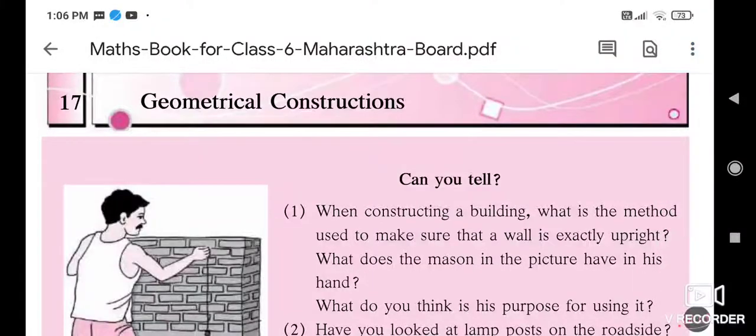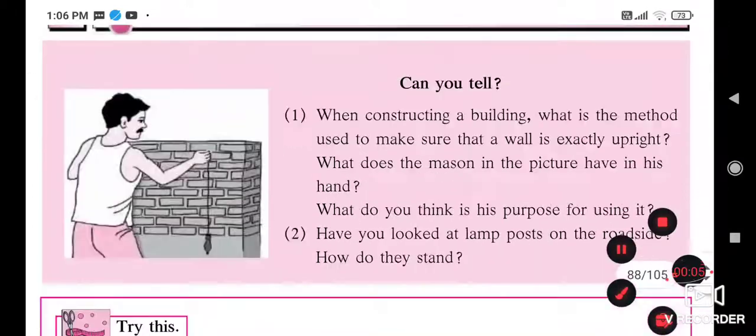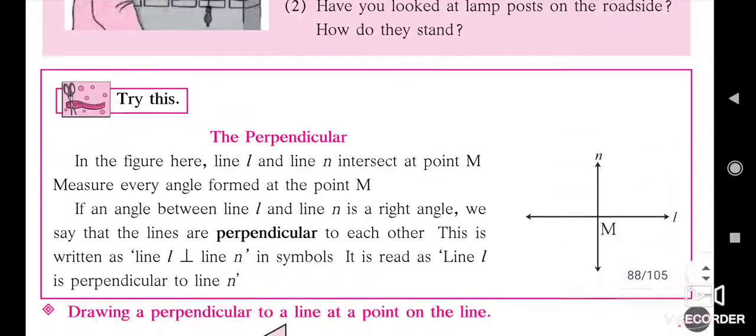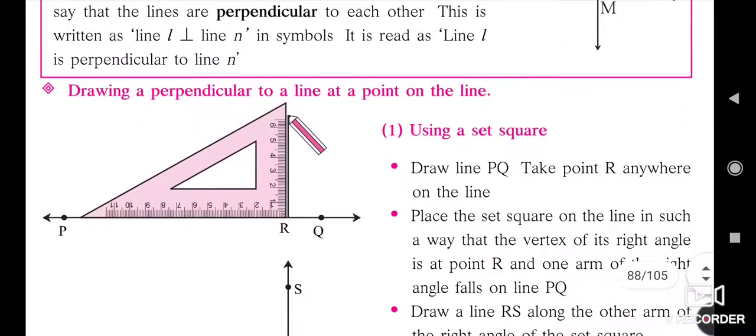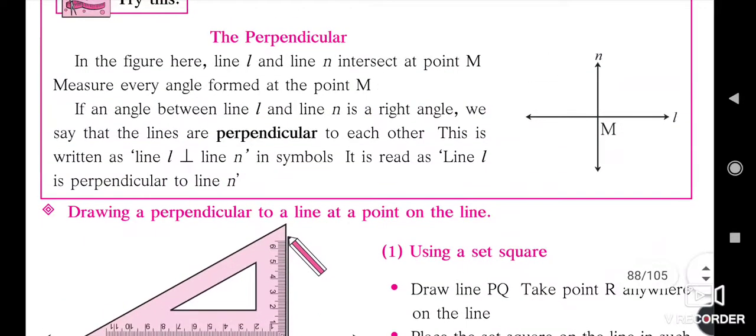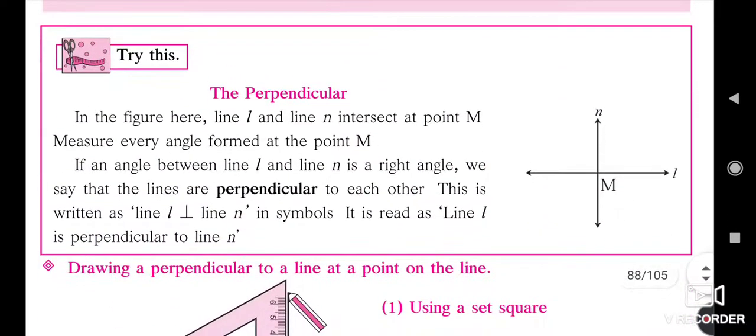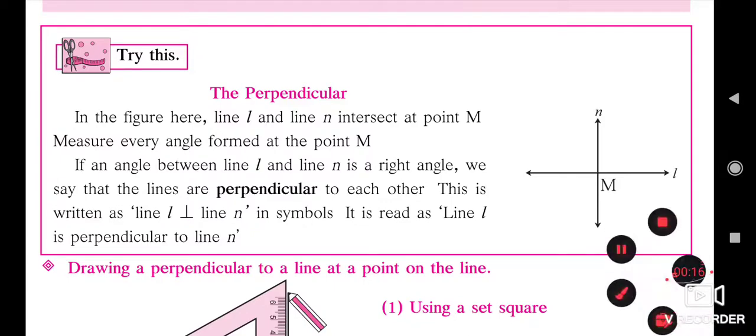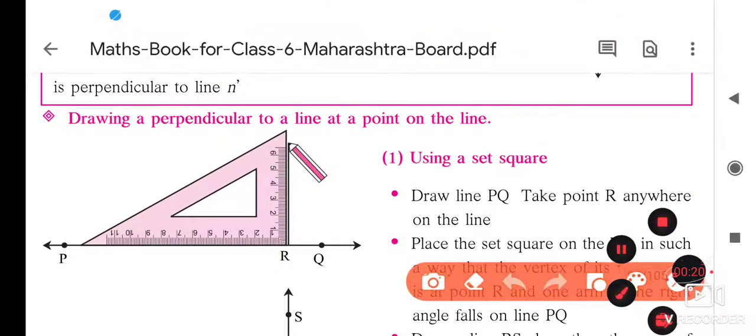Hello students, lesson number 17. Under this lesson, today we will see the next part of our lesson. The first part that we had seen was how to draw the perpendicular bisector to the line from the point on the line by using the set square.